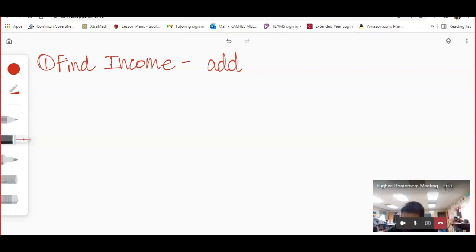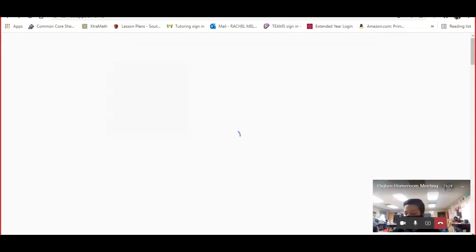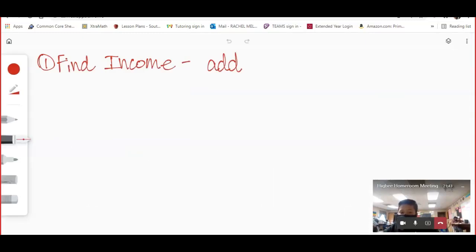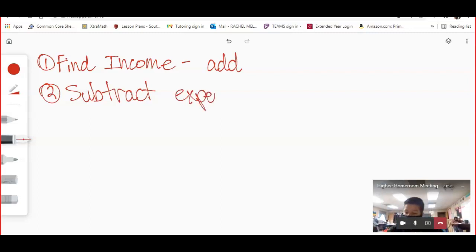Okay. So then after that, when I find my income, so I know 12 and 15, I know that's $27. What do I do next? Subtract. Subtract what? $2.98. Okay, but what is that? What's that called? Expenses, right? Okay, so subtract expenses. So it's only 2 steps.